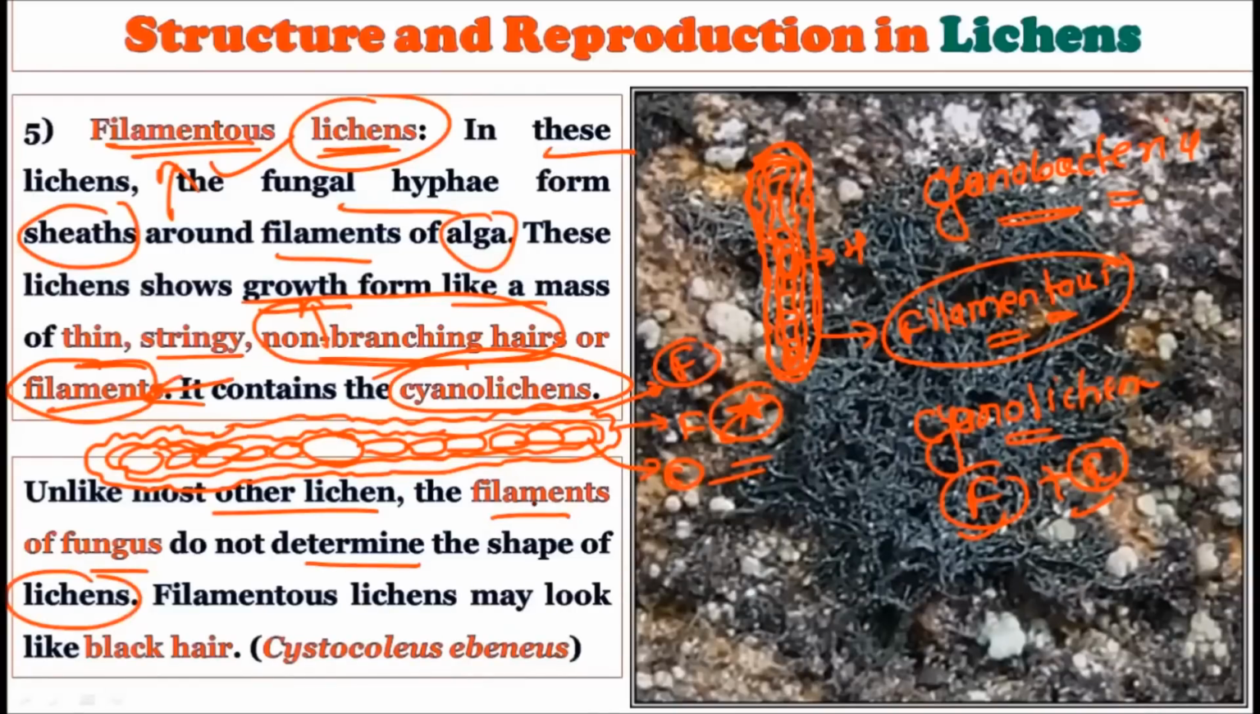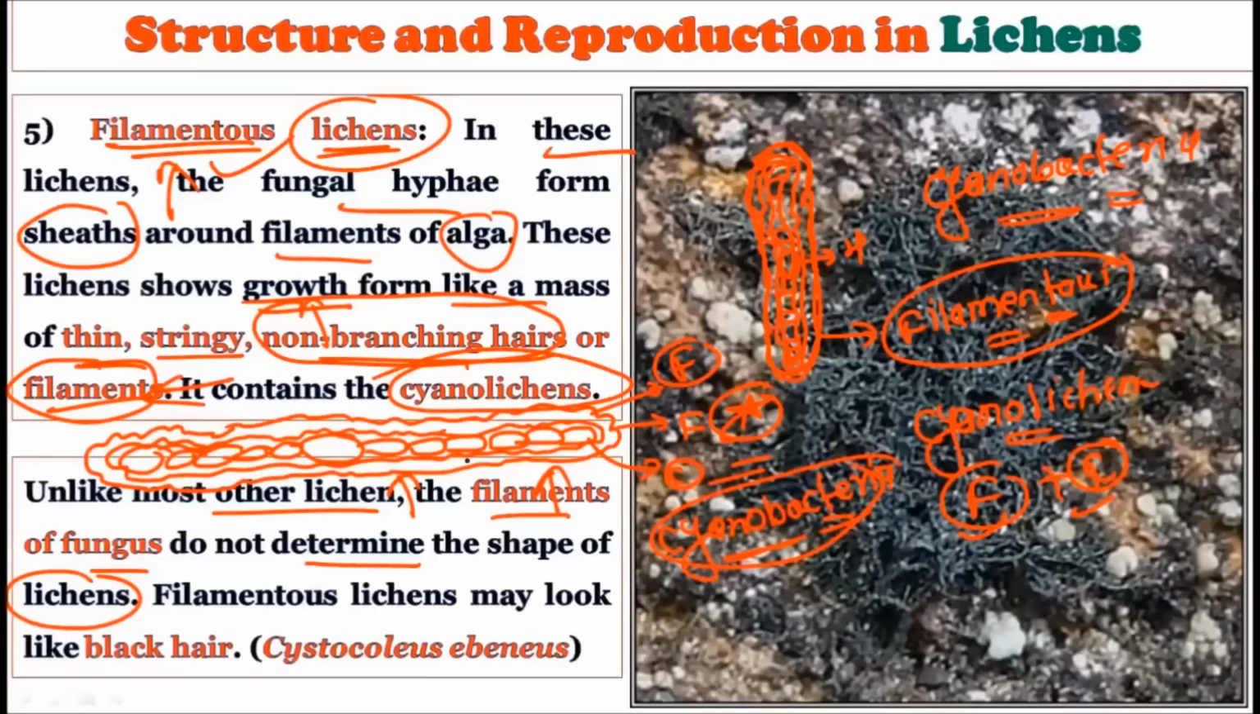lichen. Very important. See, who is deciding the shape of the lichen here? The deciding factor is the cyanobacteria, because cyanobacteria show the filamentous structure, and around this cyanobacteria the fungi grow, and that is why it becomes filamentous. So fungi is not determining the shape of these lichens. Who is determining the shape? Shape is determined by the cyanobacteria.